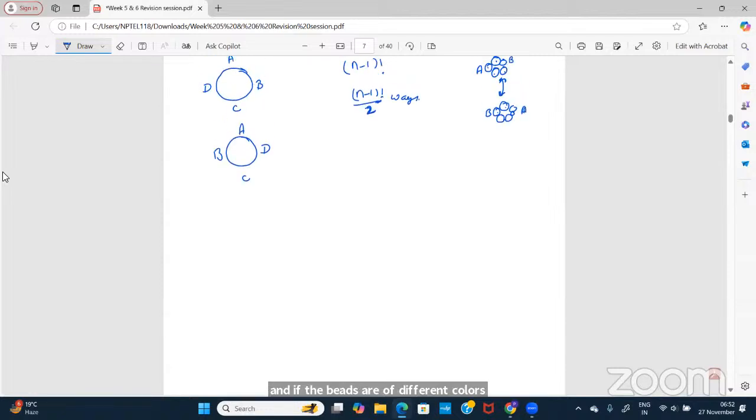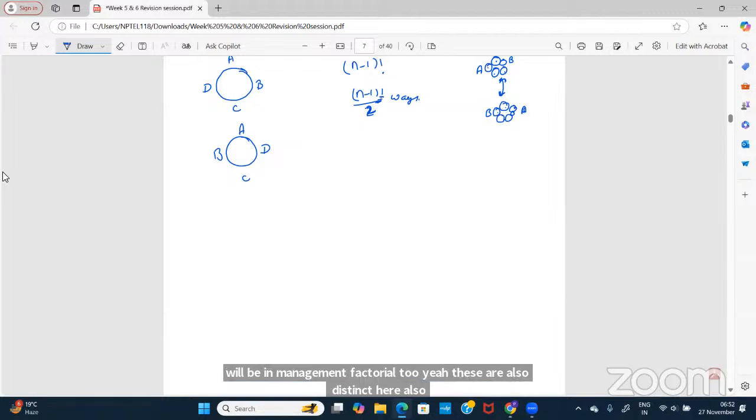And if the beads are of different colors, so the beads are distinct, still here it would be (n minus 1) factorial by 2. For a necklace, it will be (n minus 1) factorial by 2. These are also distinct here; they are not the same. All are distinct.